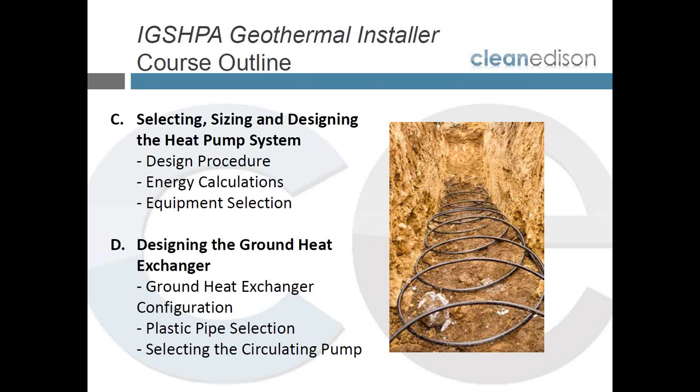Then we design the ground heat exchanger. To the right, we see another example of a slinky loop. That is a ground heat exchanger. That's probably buried some 6 feet deep in that trench. Those are probably 4-foot diameter, 1.25 inch slinky pipes through which the water circulates and picks up the heat from the ground. So we show ground heat exchanger configurations, the plastic pipe selection, and we select the circulating pump for the loop.